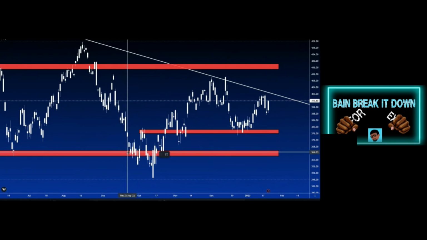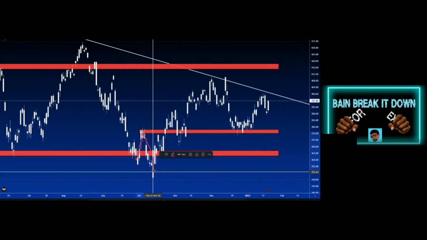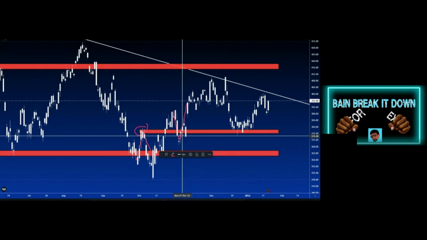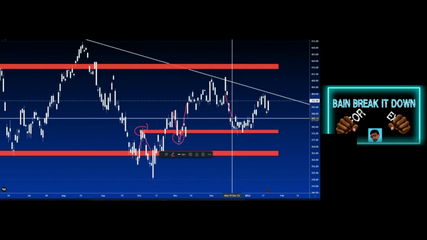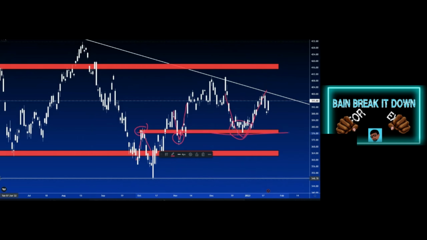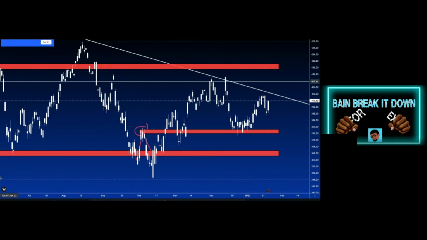How did you find those levels, Bain? I saw price went up, and then I saw it went down, created a V shape. I saw price go down and then go up, created a V shape. I saw price go down and go up, created another V shape. I just put the level right at those V shapes. Guys, it's not difficult, right? It's not difficult.